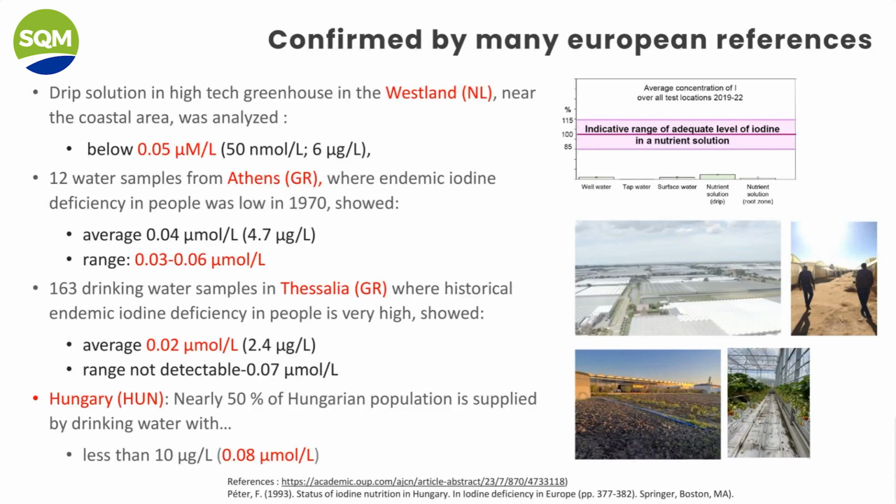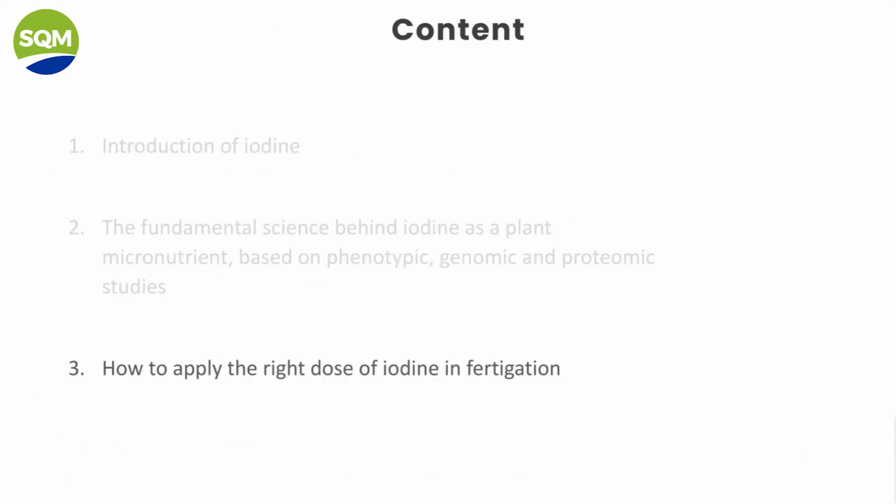A study in Hungary from 1993 showed that nearly 50% of the Hungarian population is supplied by drinking water with less than 10 microgram per liter. So this corresponds to less than 0.08 micromole per liter. So just some other European examples that clearly show that we are under this optimum range for plant nutrition.